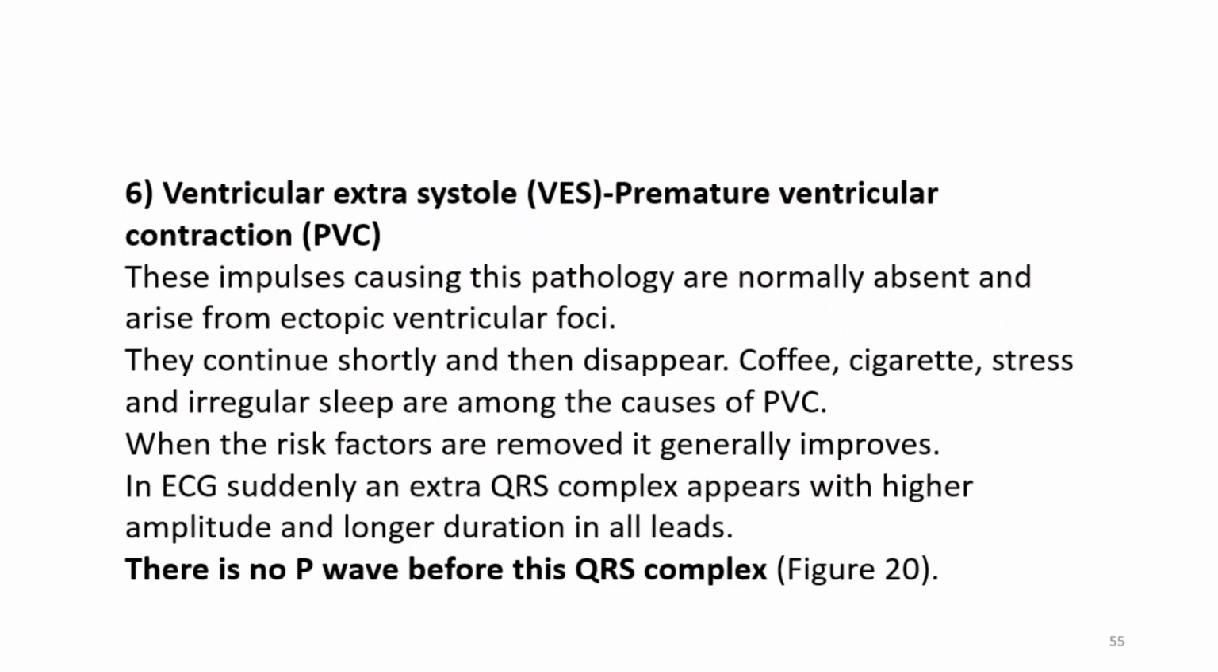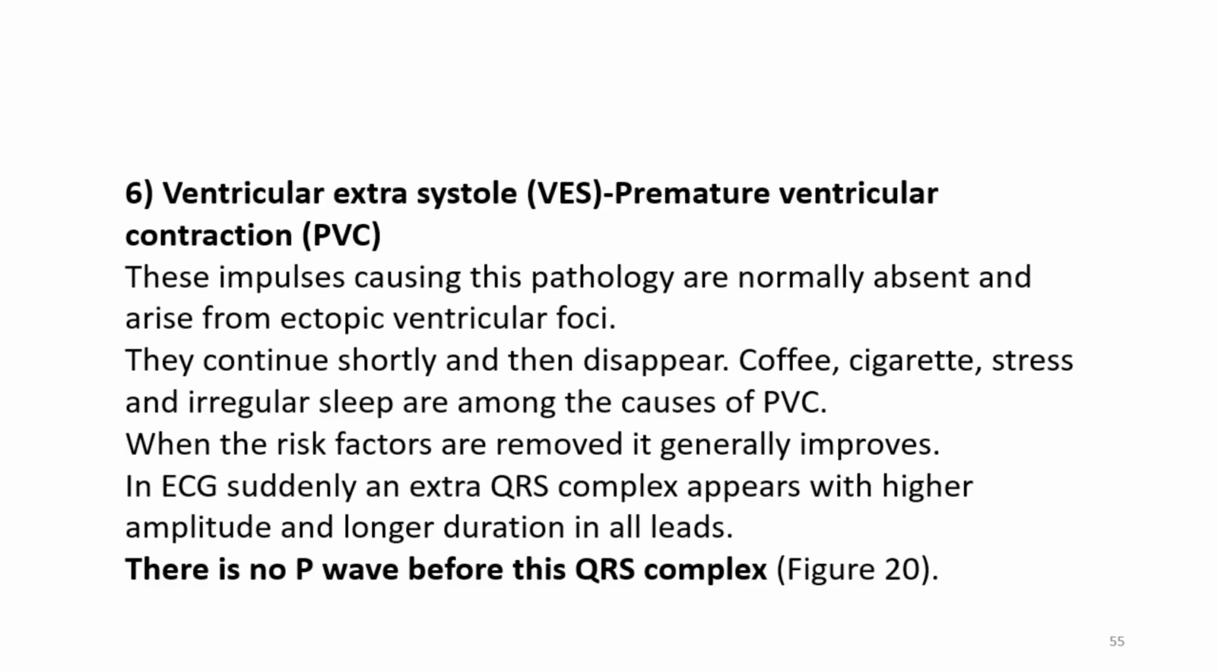Ventricular extrasystole, premature ventricular contraction, we also call it. These impulses causing this pathology are normally absent and arise from ectopic ventricular foci. They continue shortly and then disappear. Drinking coffee, cigarettes, being under stress, and having irregular sleep are among the causes of premature ventricular contraction. When the risk factors are removed, it generally improves.